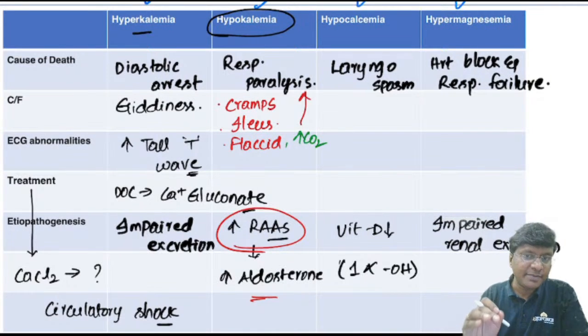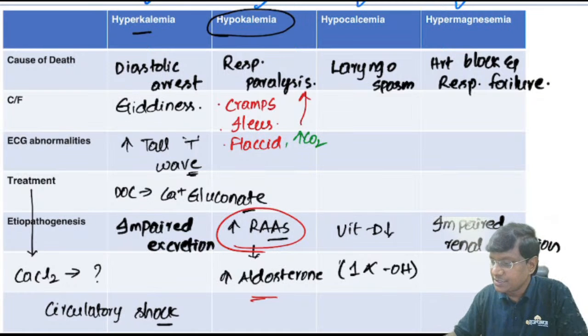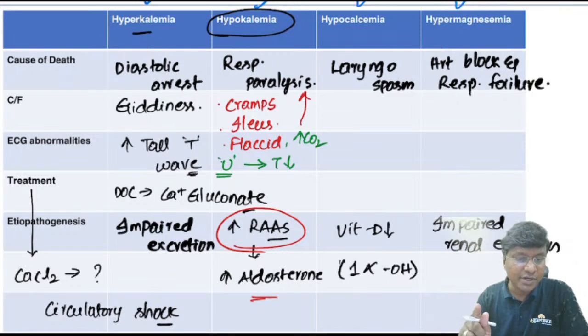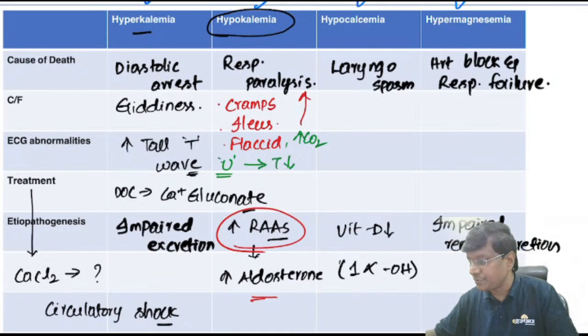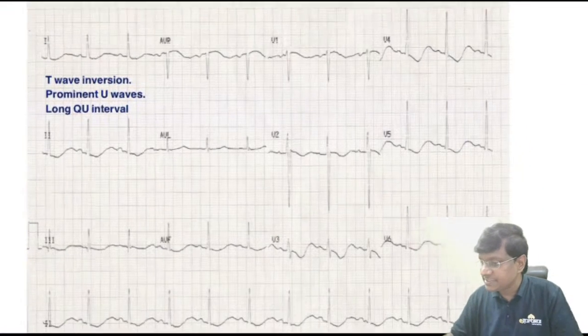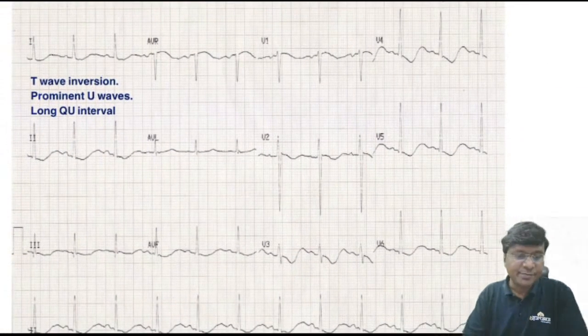The earliest ECG change is the appearance of the U wave, followed by the T wave being flat or inverted. There will be a prominent U wave that you will see within the precordial leads, followed by the T wave being flat or inverted. Then the other ECG change in patients with hypokalemia is the QT interval. So these are all the ECG changes that you will see in patients with hypokalemia.